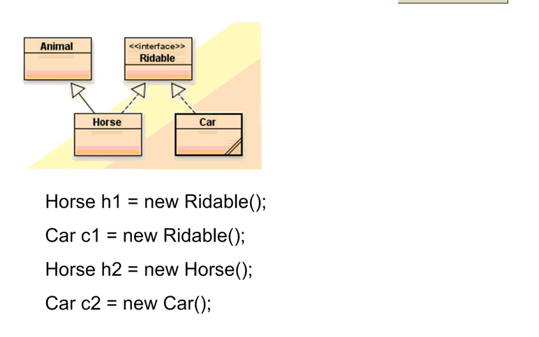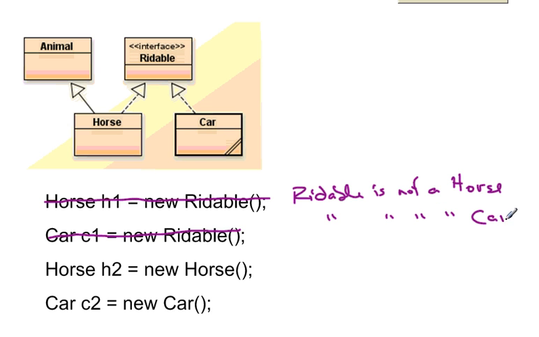Now here's some other declarations. Horse h1 equals new Writable. This does not work because a Writable is not necessarily a horse. So Writable is not a horse. A horse is a Writable, but a Writable is not a horse. Same thing with Car c1 equals new Writable. That cannot work either because a Writable is not a car.